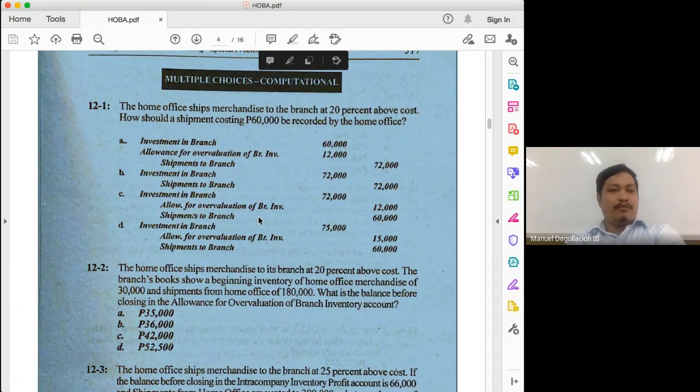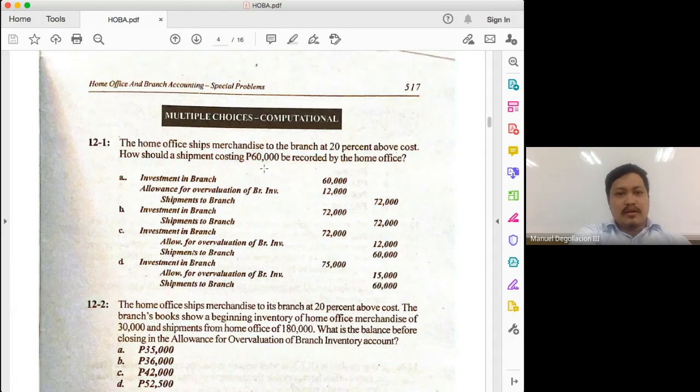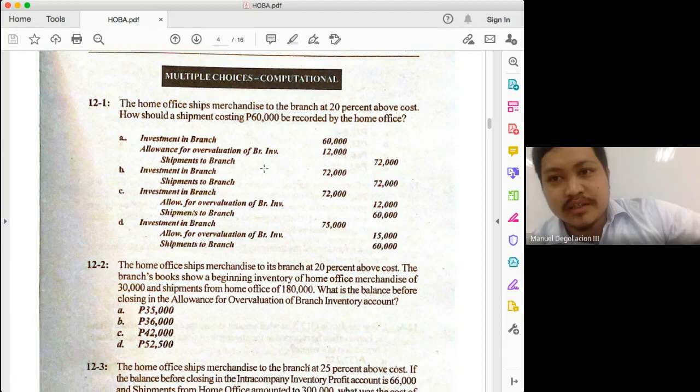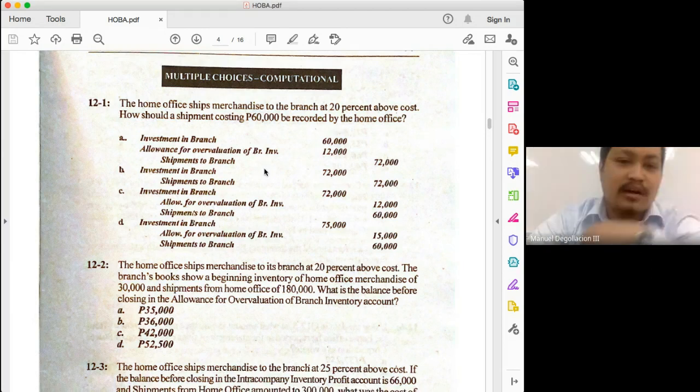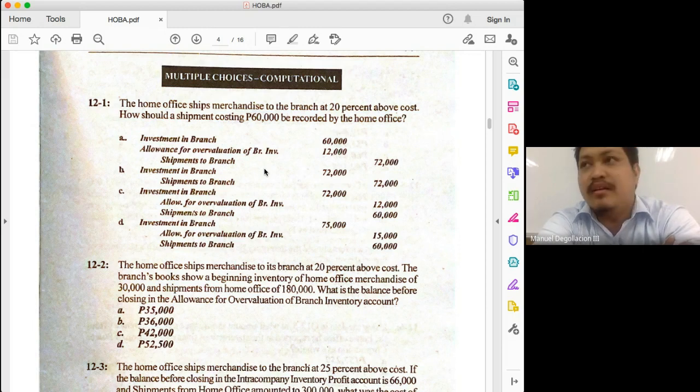And that is why, class, for problem 12-1, the debit to investment in branch will also be 72,000. Okay, remember, the amount of credit or debit to the home office should also be the same amount of debit or credit to your investment in branch account. So the complete answer here would be debit investment in branch for 72,000, credit allowance account for 12,000, and credit shipments to branch for 60,000. Okay, so please remember, the amount that will go into your reciprocal accounts would be the billed price.